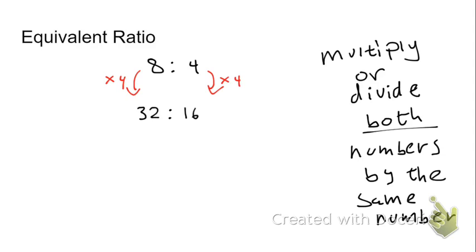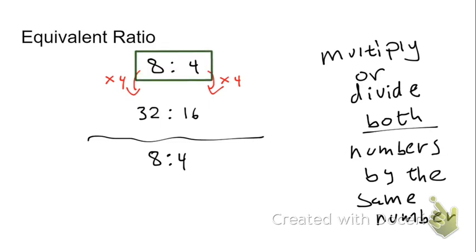So that's how you create an equivalent ratio. Let's start with that same ratio, 8 to 4. So back here, what that means is 8 to 4 is equivalent to 32 to 16.